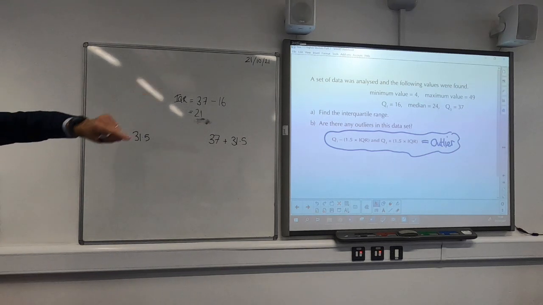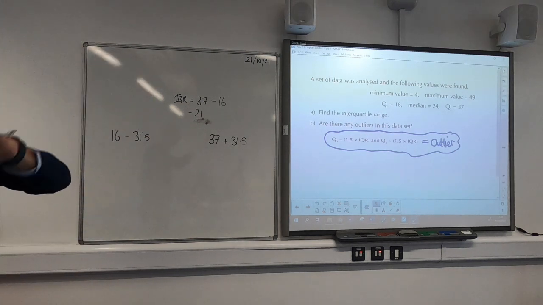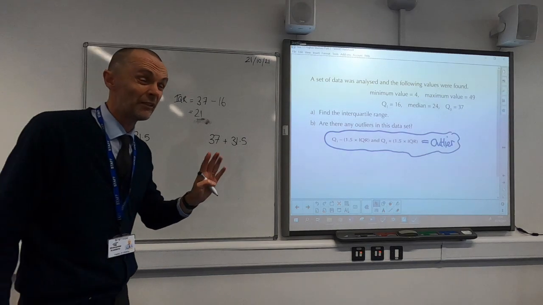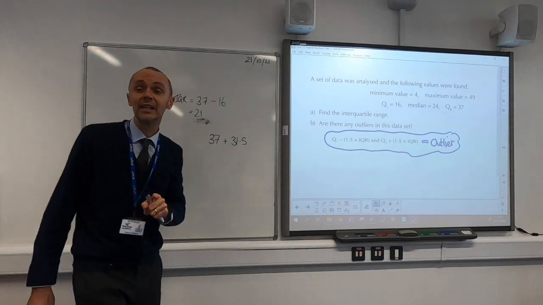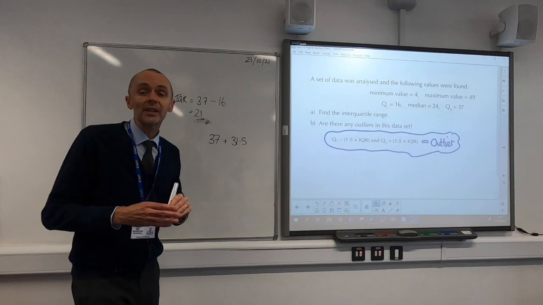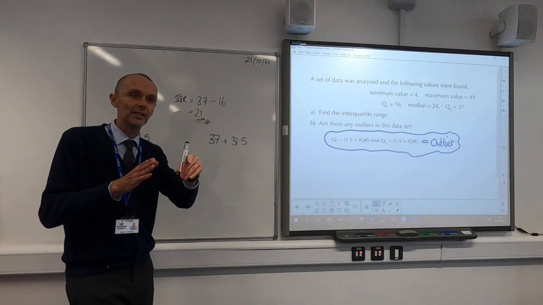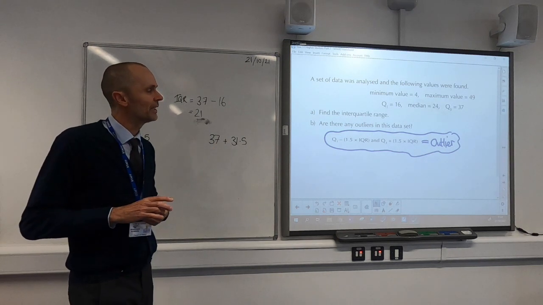So the answer is no, there are no outliers in this set, because this is negative, and the lowest value is 4, and this is 68.5, and our maximum value is 49, so no outliers in this case. The definition of outliers varies, and you'd always be given it in a question. You can have outliers in a question where you've worked out standard deviation. That tends to be so many standard deviations away from the mean, because standard deviation is a measure of spread either side of the mean, so that would be how that would be done.